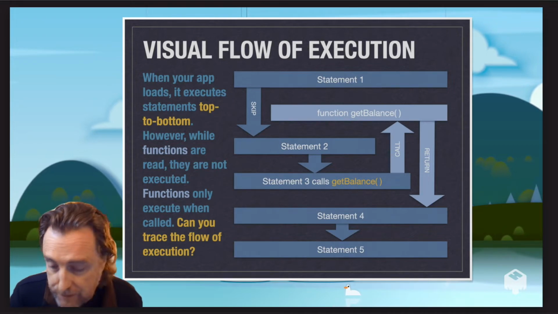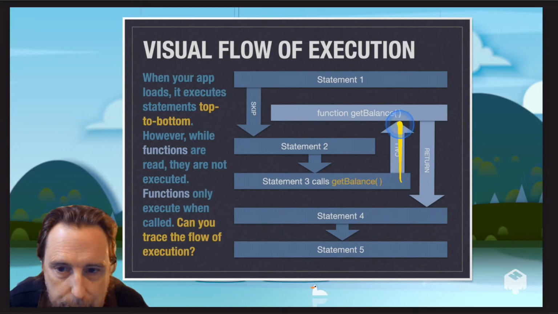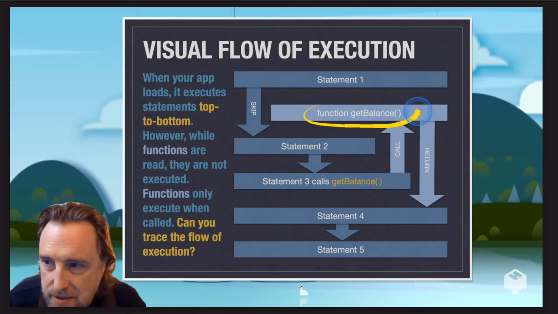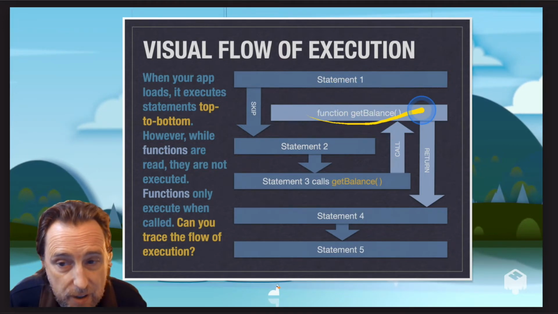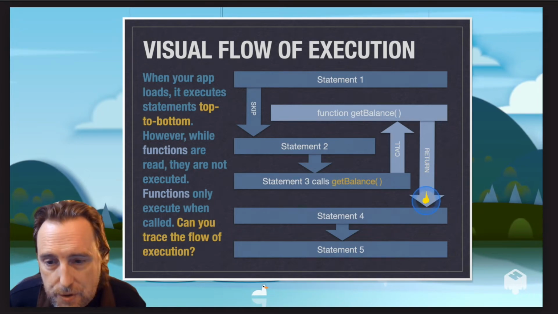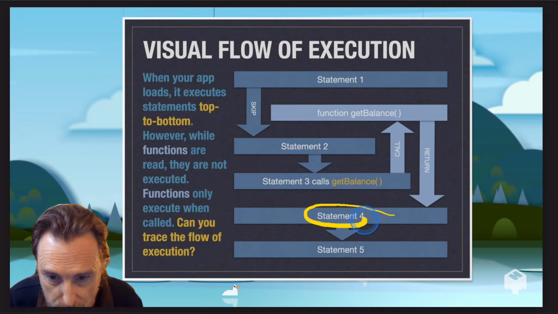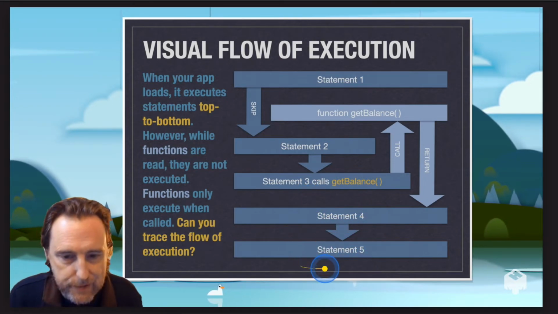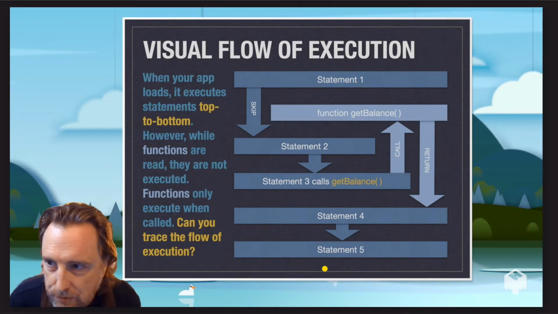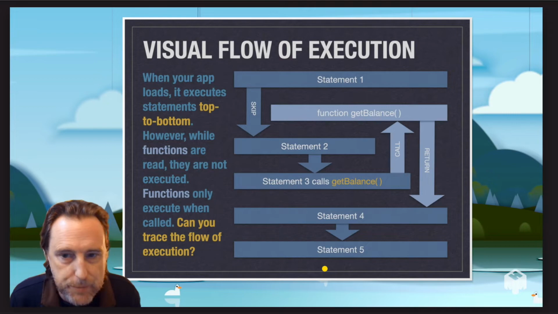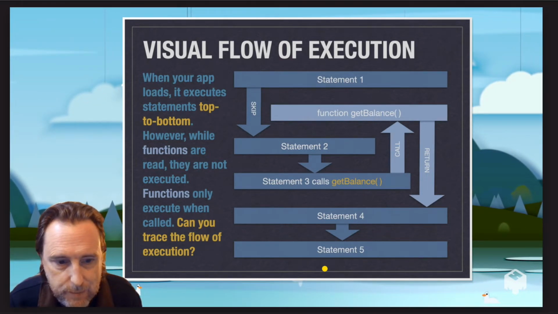So if statement 3, for instance, calls getBalance, then the flow of execution will jump up to getBalance. And at that point, the code inside of getBalance will run. And when it's done, the flow of execution will return to the next statement in your script, statement 4, which we're going to call statement 5. So the order is top down, except when you call functions, then the flow of execution will jump to that function somewhere above in the code typically.